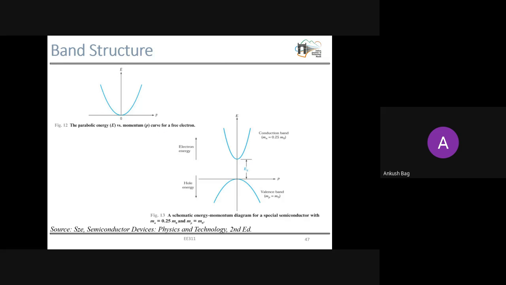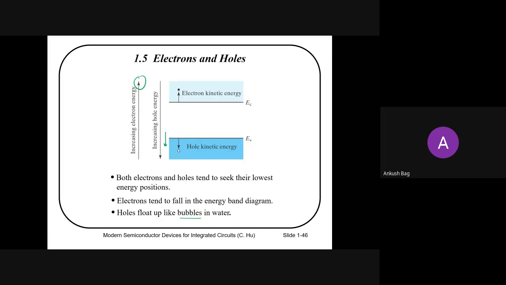And because a hole will always try to take its lowermost energy, both electrons as well as holes will always tend to seek their lowermost energy. So an electron will always try to fall from top to bottom in this energy band diagram, and holes will try to float up, as with the analogy of a bubble in water.